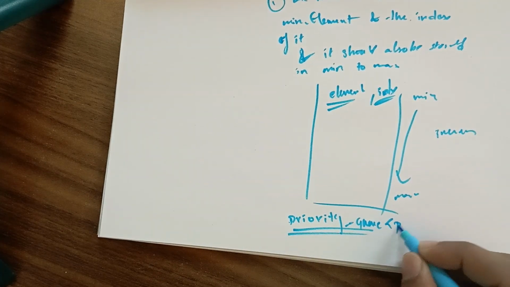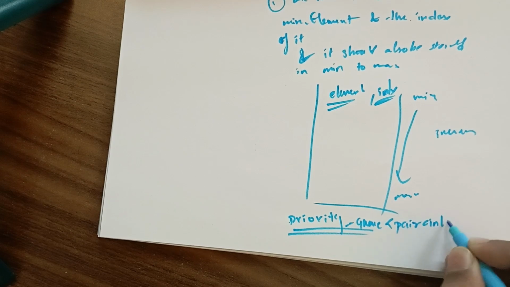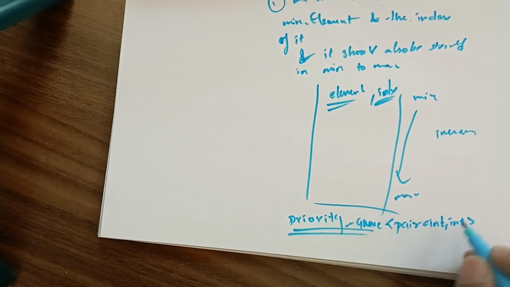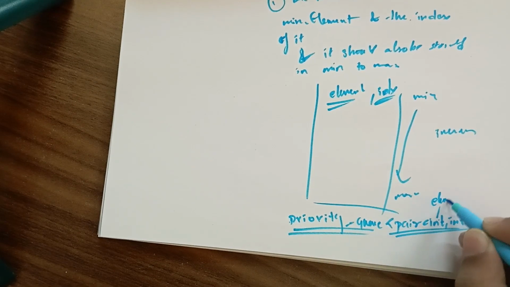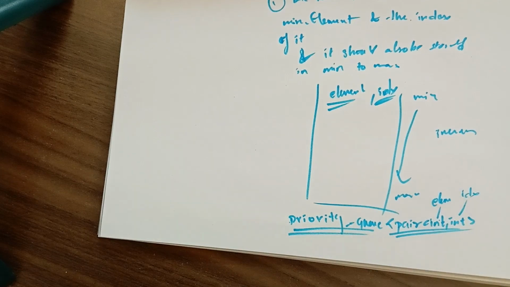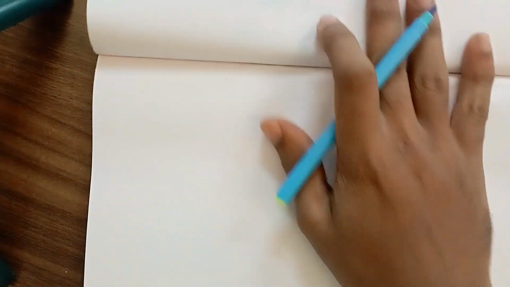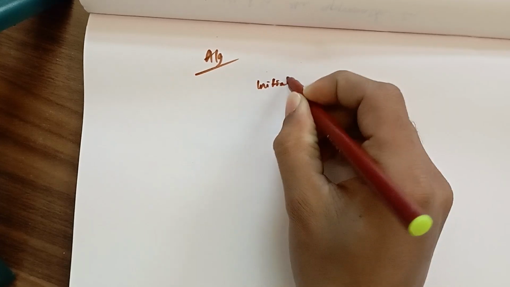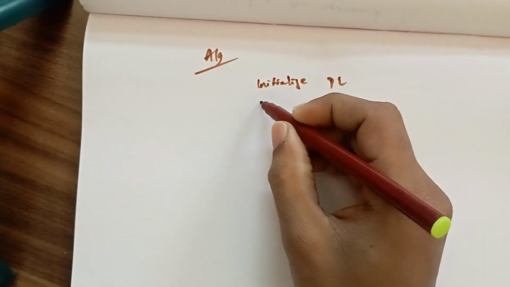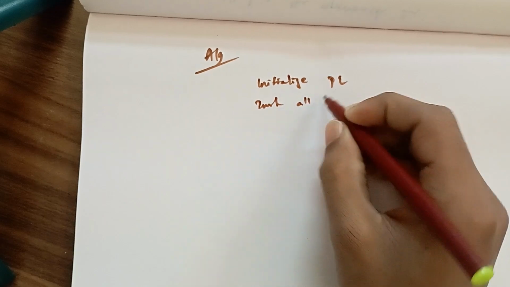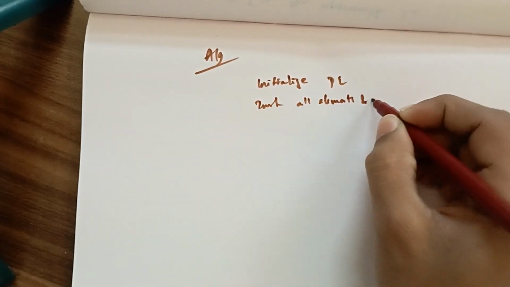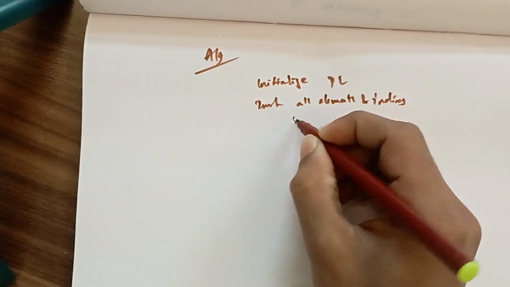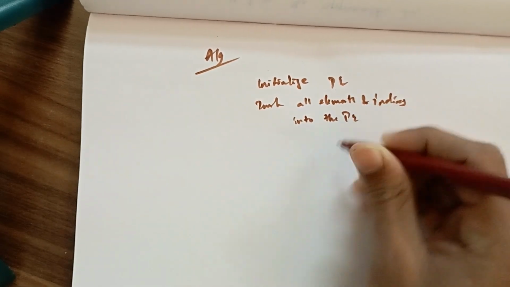So we'll be using a pair of int, int. Now, by using this pair of int, int, here we'll be storing the element and here we'll be storing the index of this element. Now, the algorithm for this code will be: initialize a priority queue and push all elements and indices into the priority queue.